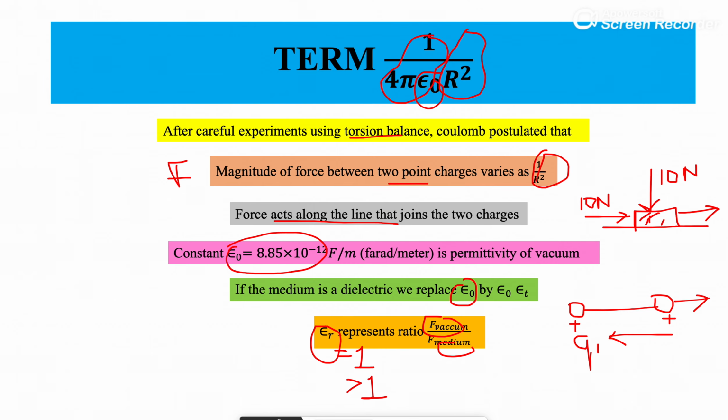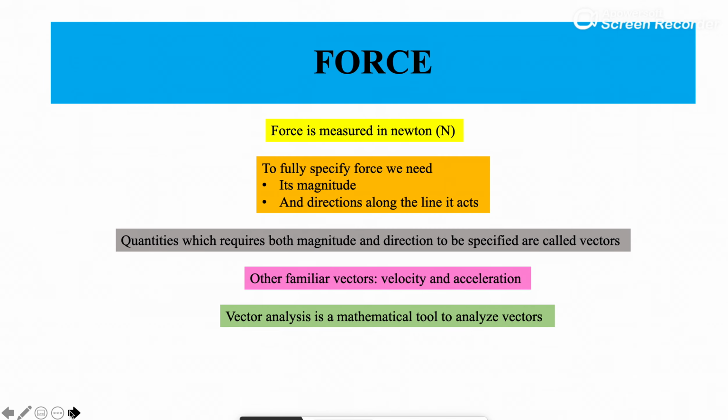Okay, so finally we have the left hand side of the equation, which is F2. The subscript 2 indicates the force experienced by the second charge because of the presence of the first charge. Force is a vector quantity, and it is measured in newtons. Its symbol N for the unit newton is capital because it is the name of a scientist.